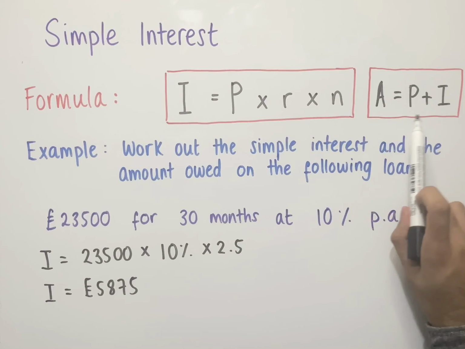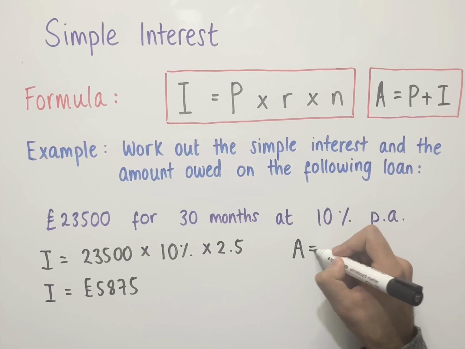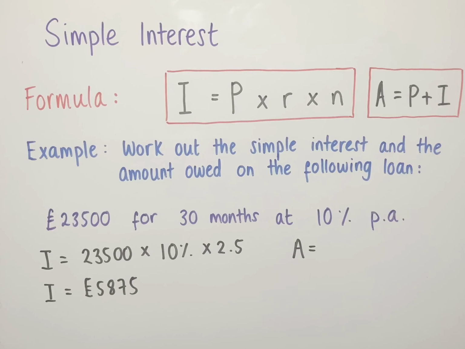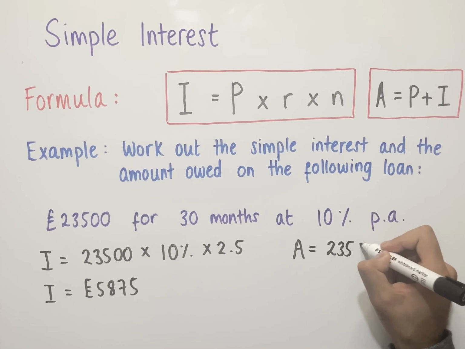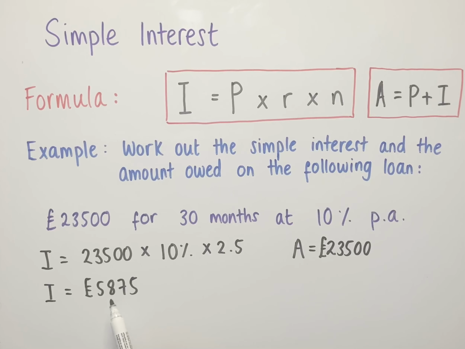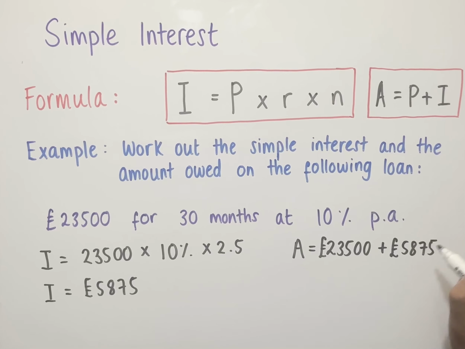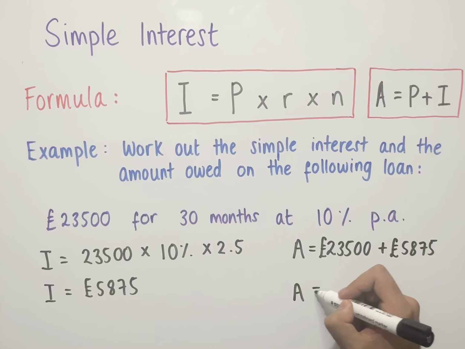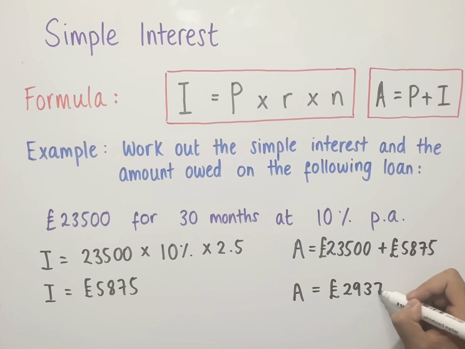So the amount owed, capital A, is equal to the principal, so £23,500, plus the simple interest, which we worked out as £5,875. So adding that on and working this out, we find that the amount owed is equal to £29,375.